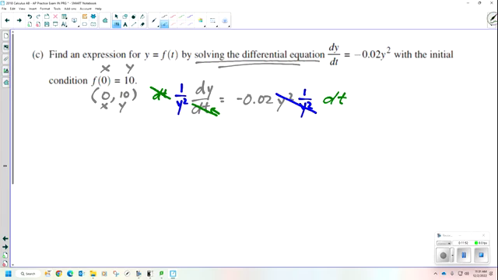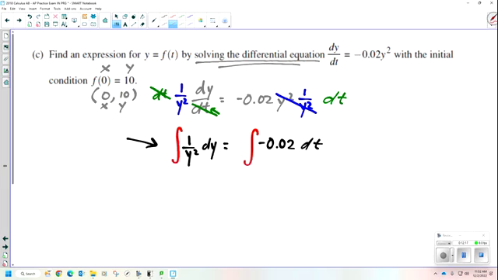Let's rewrite everything we have. We have 1 over y squared dy on the right side equals negative 0.02 dt on the right side. This is on the left. Did I say that's on the right side? That's on the left side, and negative 0.02 dt is on the right. At this point, I can now integrate both sides.